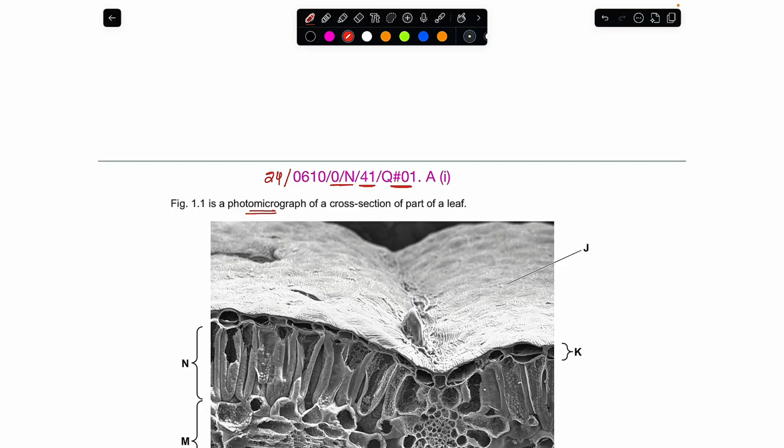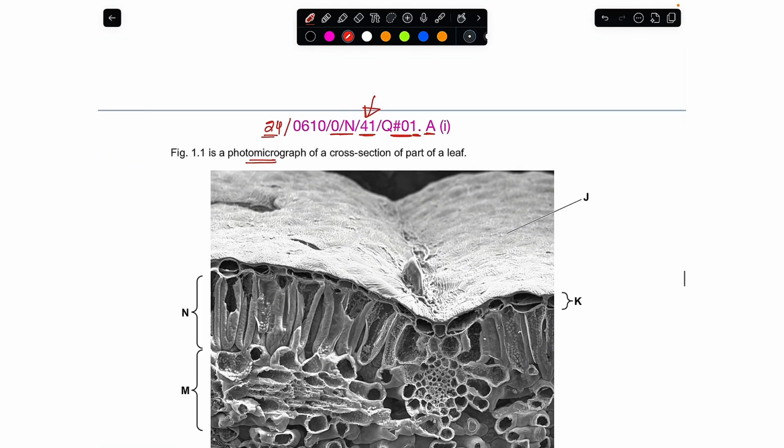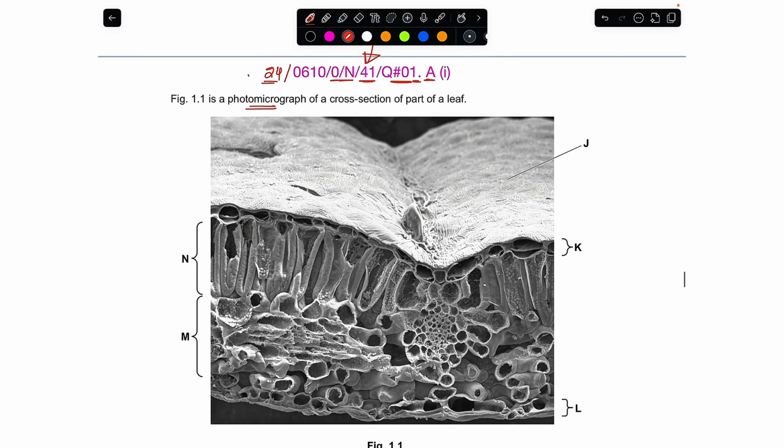Moving onward to this question from the leaf structure. This happened to appear in the October-November of 2024. The theory paper variant was 4.1, and this was question number 1, A part. And they say that this figure 1.1 is a photomicrograph of a cross section of a part of a leaf.